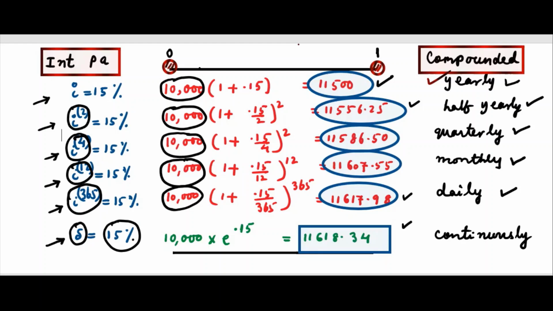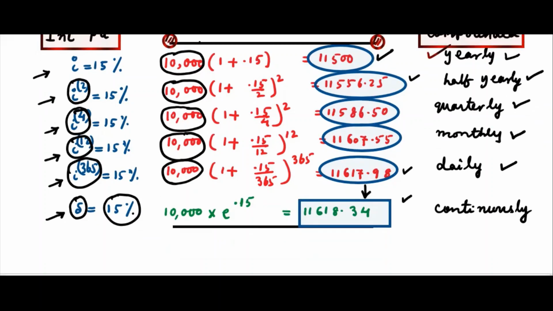You can compare this one and this one. If your money is compounded 365 times in a year, at the end of the year your amount is 11,617. Here it is 11,618. It's very close. Even if you go to the limit, we have a formula. The limiting value of this is e power 0.15. This is the amount we get, and delta is the force of interest, the constant force of interest.